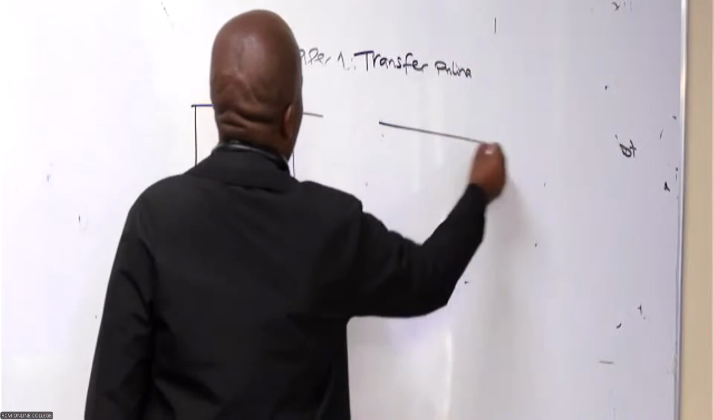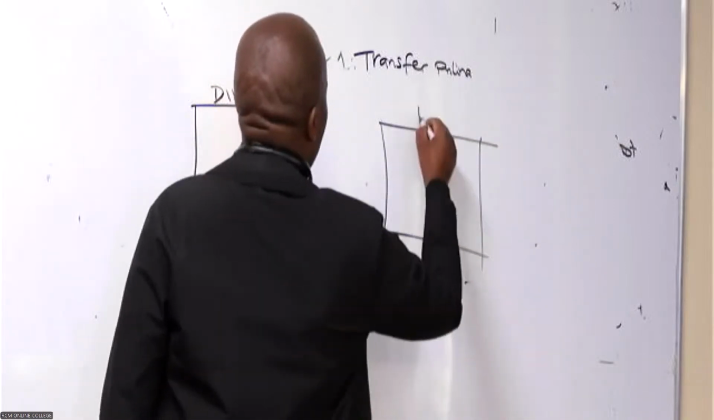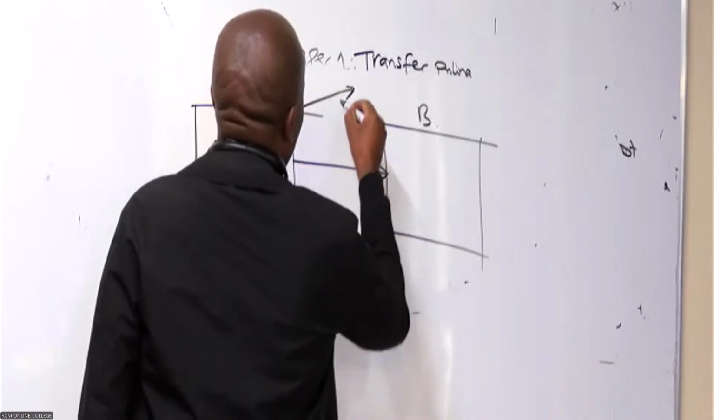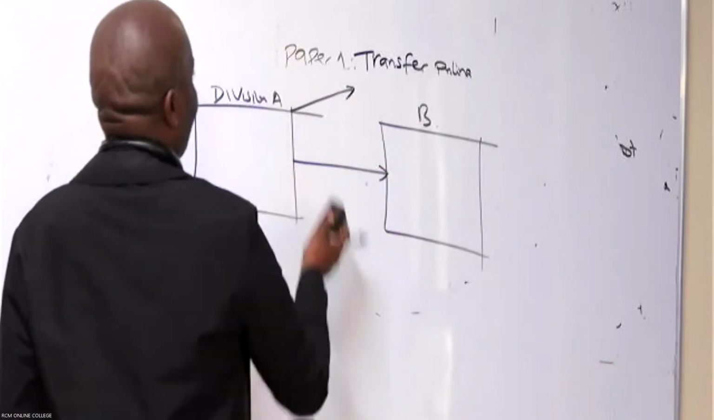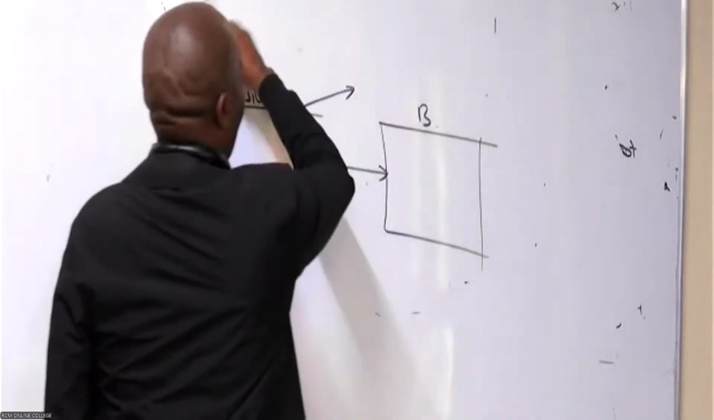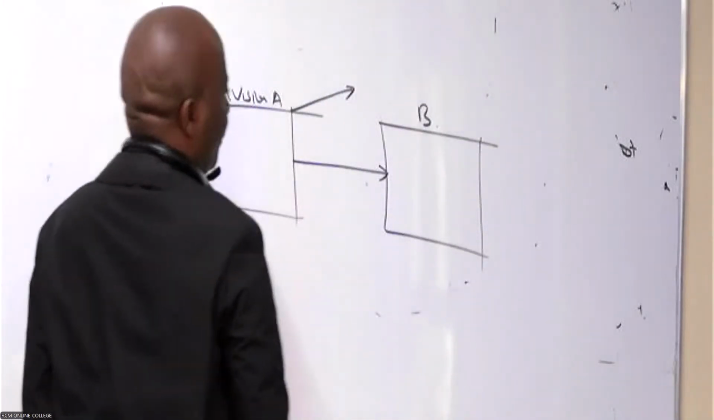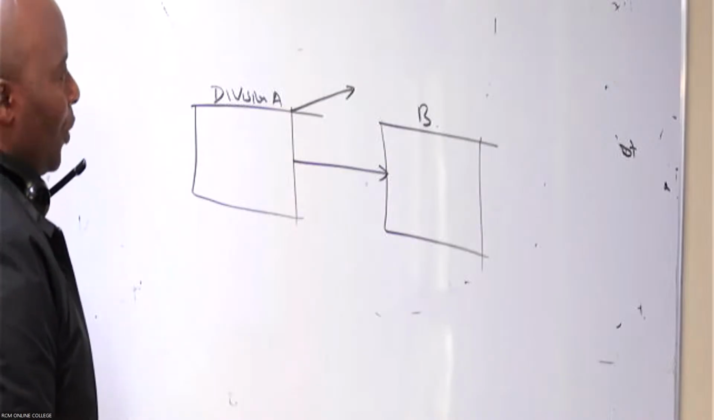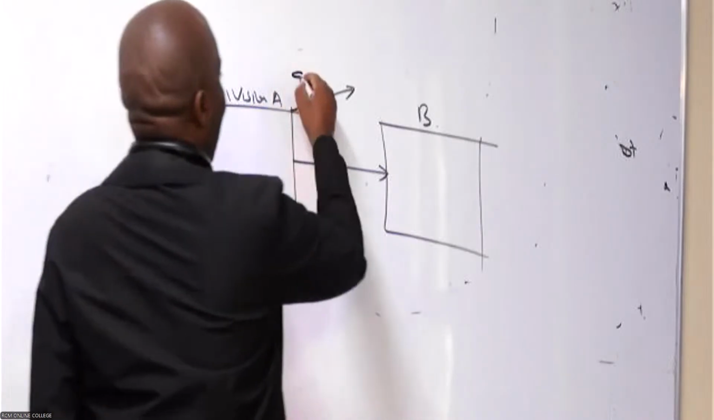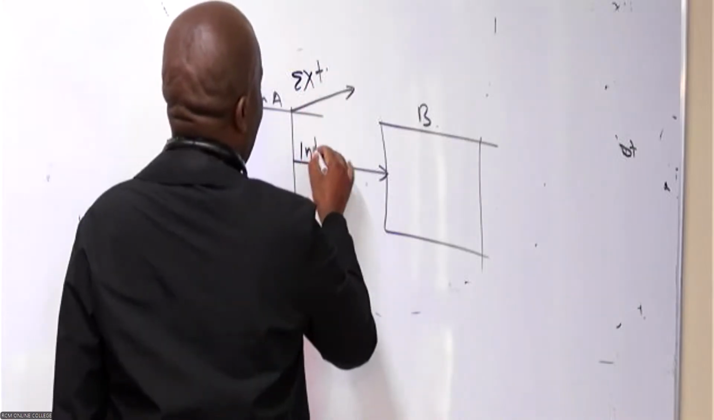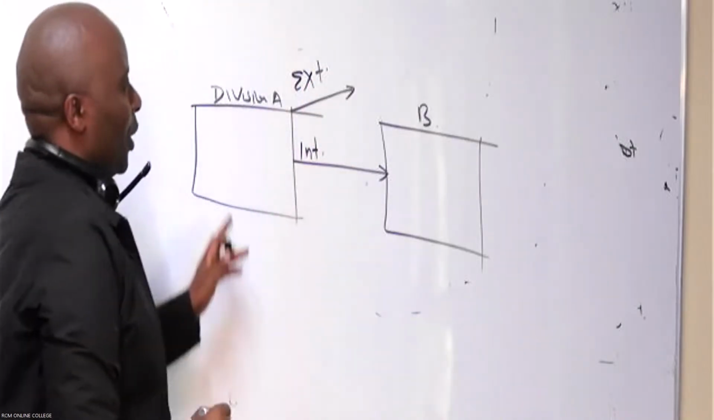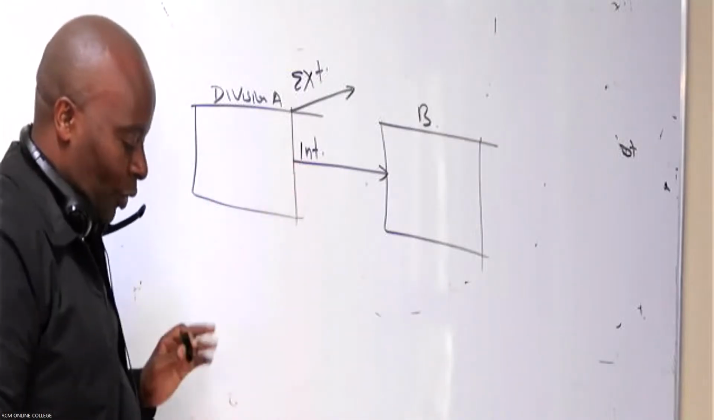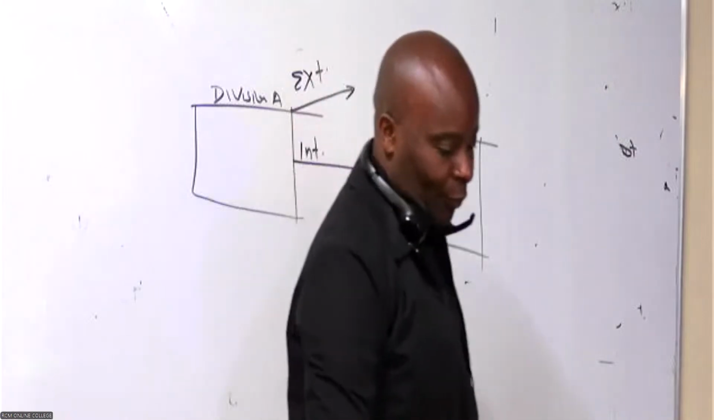Then we have in this case division B. Division A is able to sell externally and internally. Please always ensure that your diagram is quite big, to accommodate a lot of information. And this is a straightforward question.